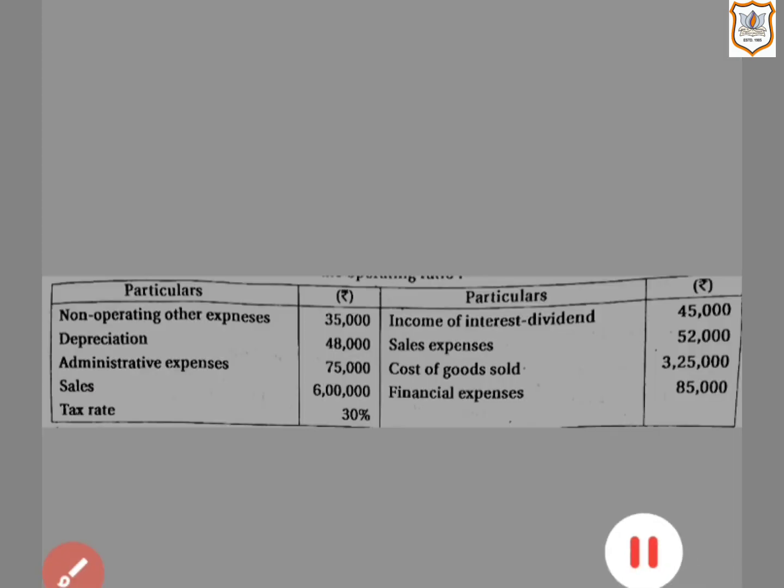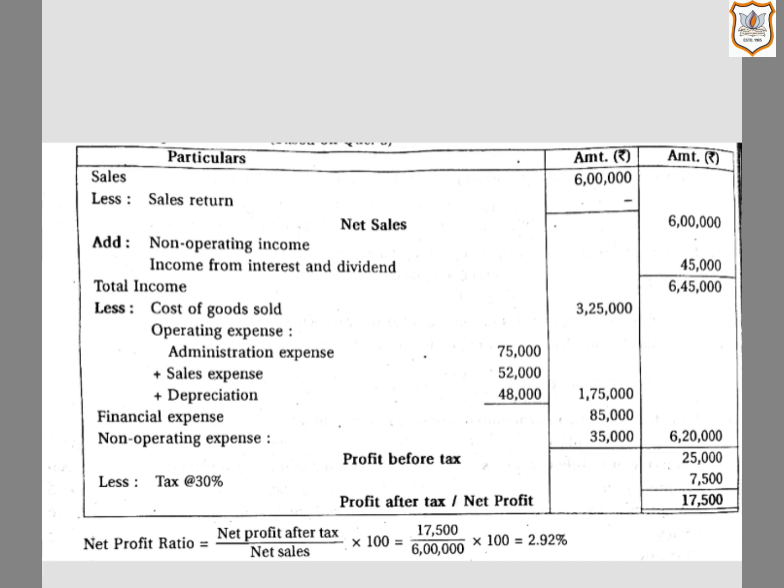So let us see. Here formula for net profit ratio is net profit after tax upon net sales into 100. So here we need to find out net profit after tax. We know this format. So here, in order to find out net profit after tax, first we will find out total income, then we will deduct expenses. After then, we will deduct tax. So let's start with sales.